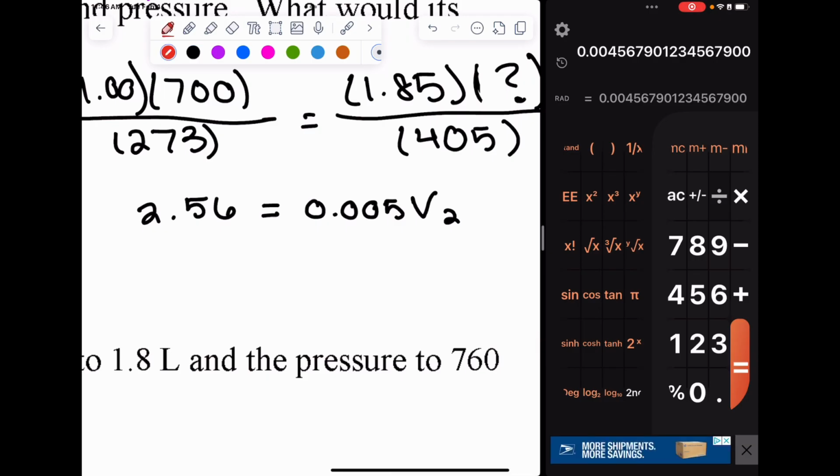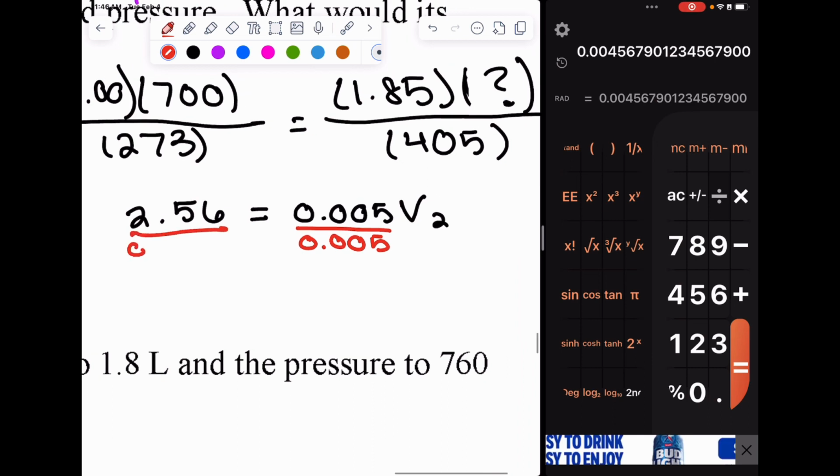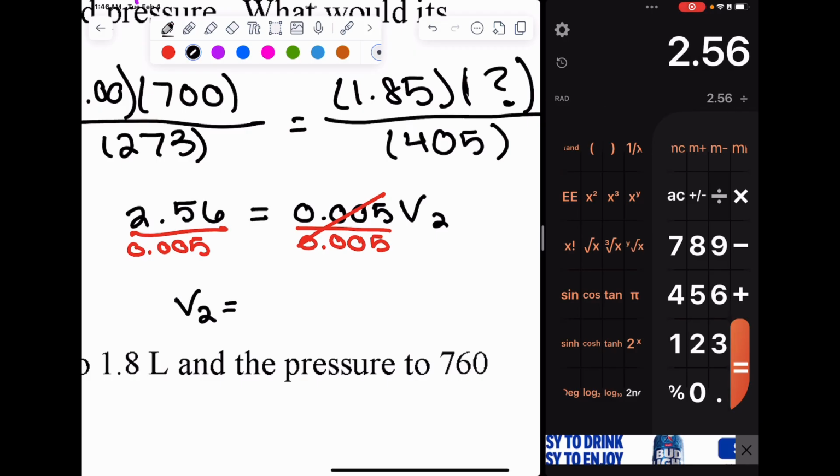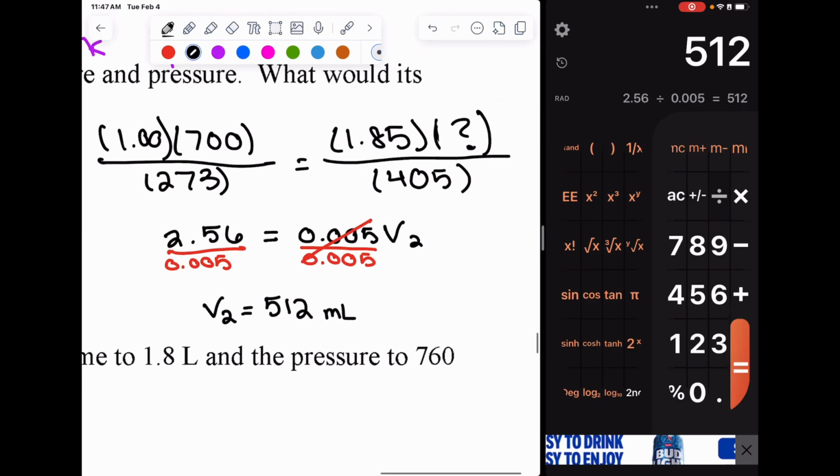Now I have V2 and I need to get rid of 0.005. So let's go ahead and divide by that on both sides. That way, we get V2 is equal to 2.56 divided by 0.005. And we get 512. What is this, milliliters? Yeah, milliliters. And there we go. There's your answer.